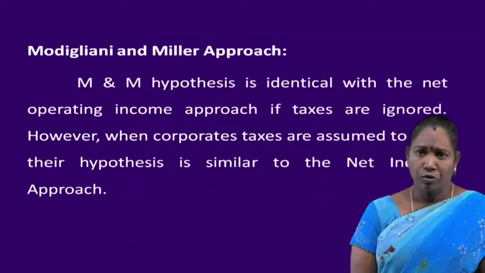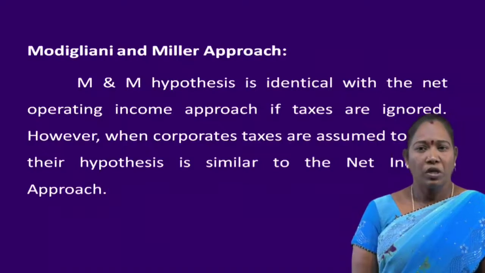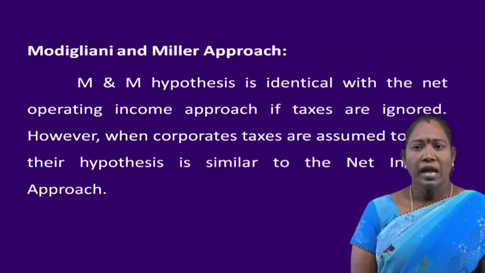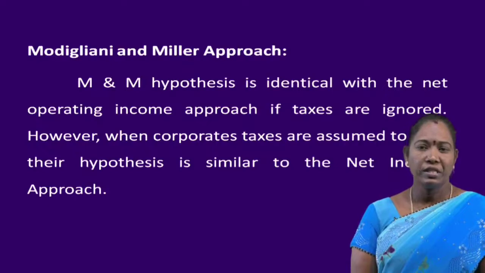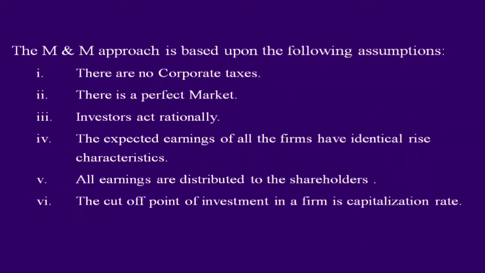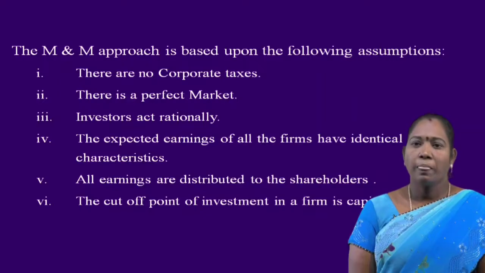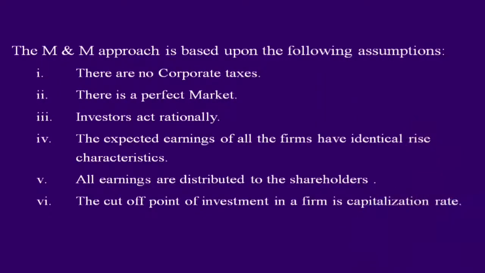Then Modigliani and Miller approach. Modigliani and Miller hypothesis is identical with the net operating income approach if taxes are ignored. However, when corporate taxes are assumed to exist, the hypothesis is similar to the net income approach. These are the assumptions of the Modigliani and Miller theory. There are no corporate taxes. There is a perfect market. Investors act rationally. The expected earnings of all the firms are identical in risk characteristics. All earnings are distributed to the shareholders. The cut-off point of investment in a firm is the capitalization rate.